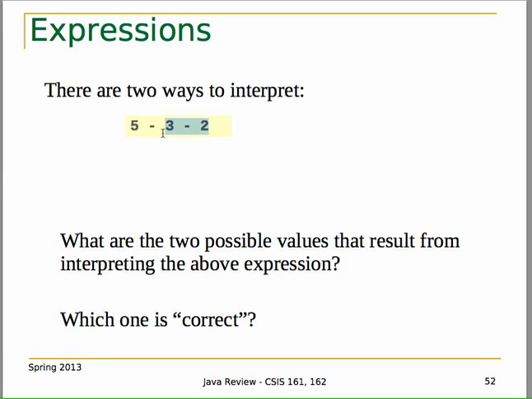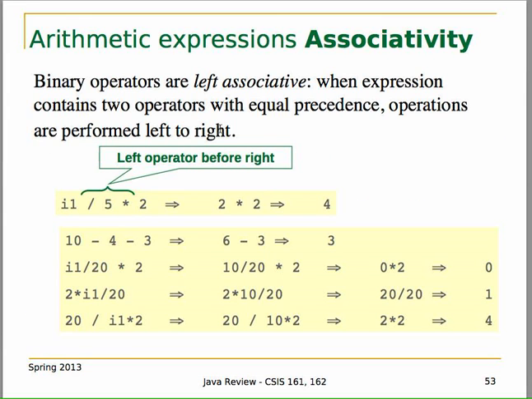0 or 4? It turns out the rule that's applied is that when you have two operators at the same level, you go left to right. So you do 5 minus 3 first, that's 2, minus 2 will give you 0. So the correct interpretation, in that case, was left to right will give you 0.